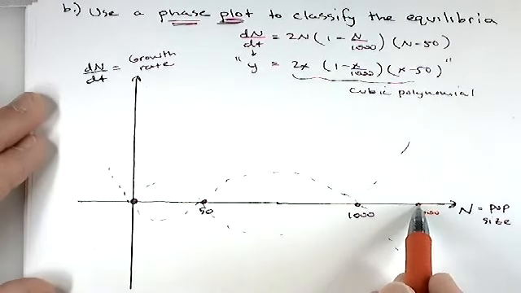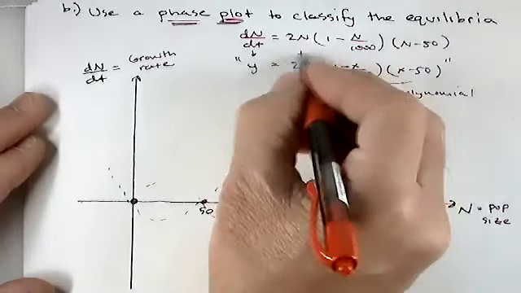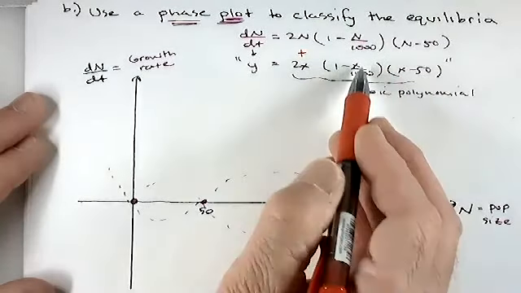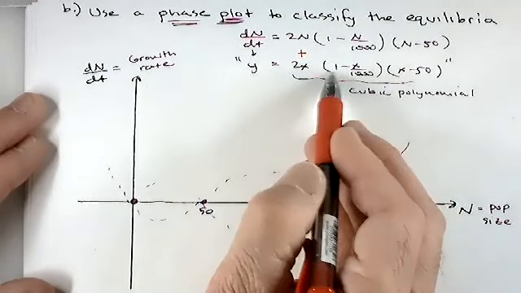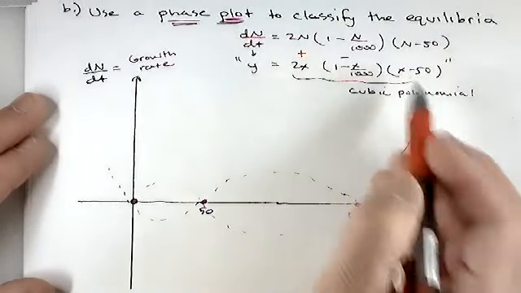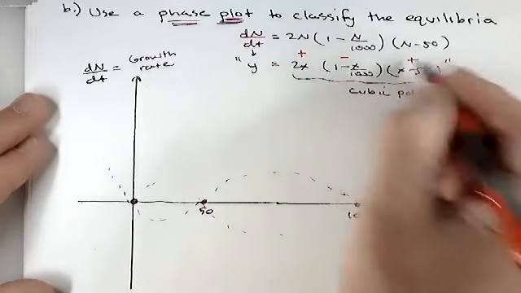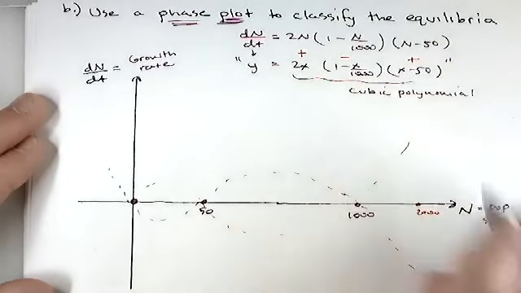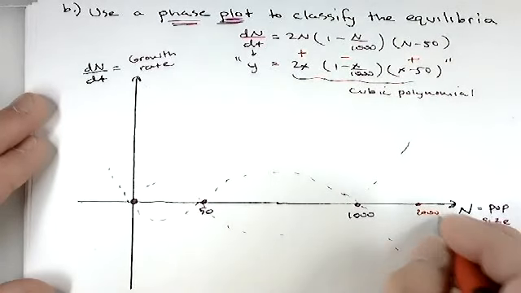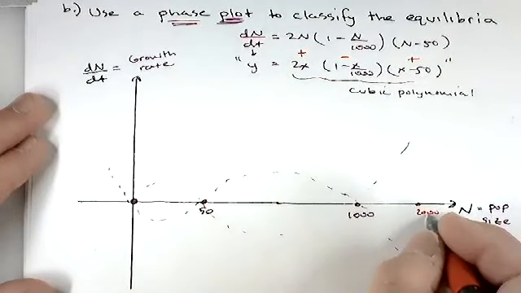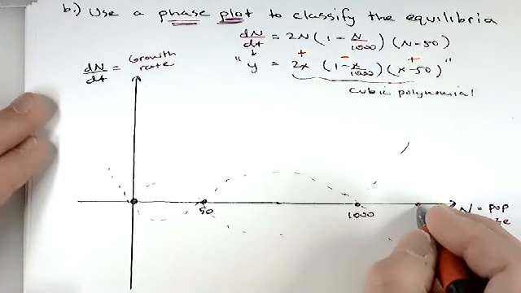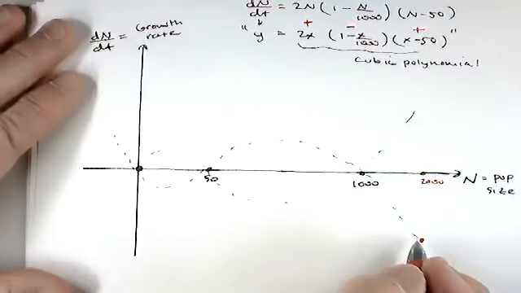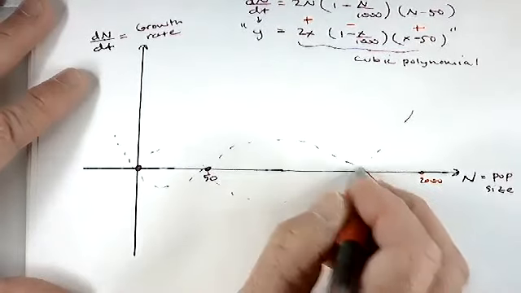So if I put in 2,000 for x, this term will be positive. 1 minus, if x is 2,000, that's why I chose 2,000, because 2,000 over 1,000 is just 2. 1 minus 2 would be negative, and 2,000 minus 50 would be positive. So a positive times a negative means this whole thing will come out negative if x was 2,000. And so what that tells me is when x is 2,000, my graph is down here. That's really all I need to know, because it's going to go through these intercepts.